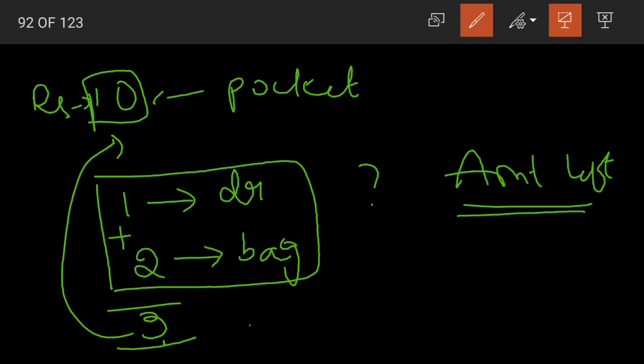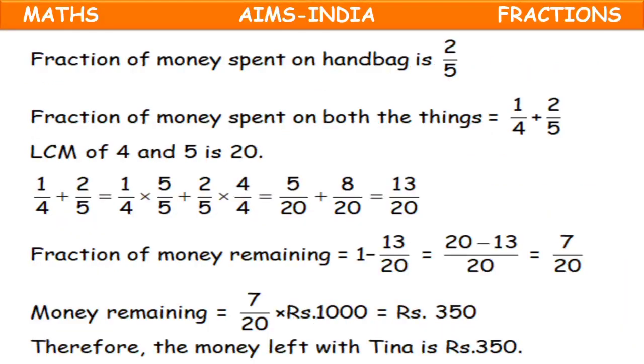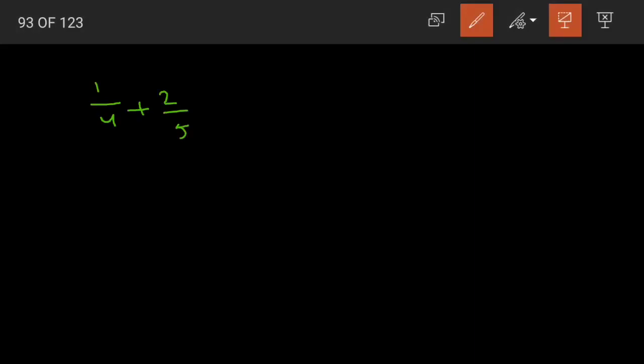Yes children, so in the same way here we are given fractions, that 1 by 4th is spent on the dress and 2 by 5 is spent on the bag. Now how much amount will she be left with? So the same concept, the same logic is applied here. Add both the fractions, 1 by 4 plus 2 by 5.